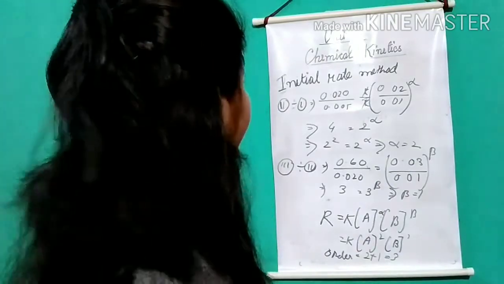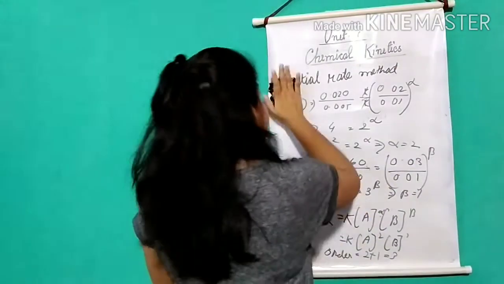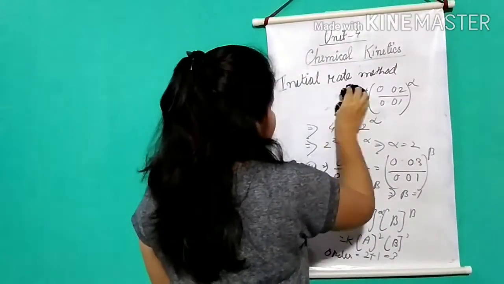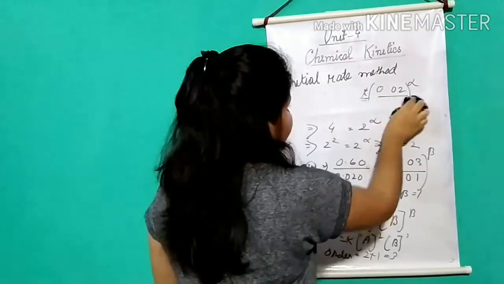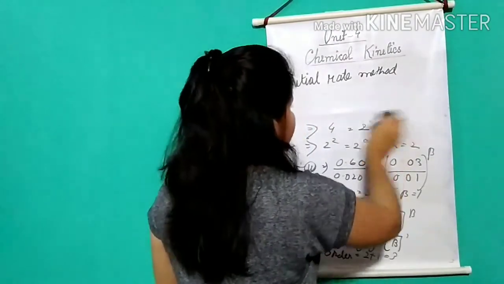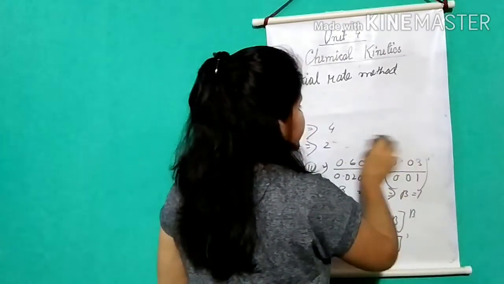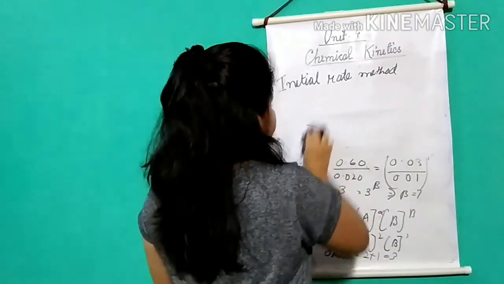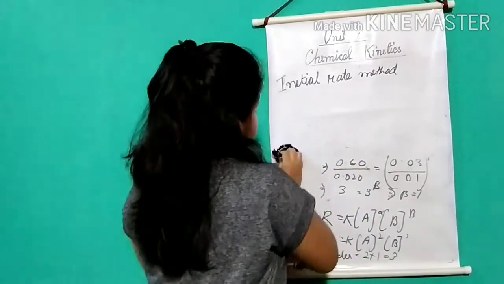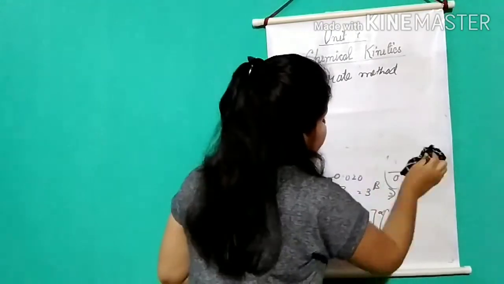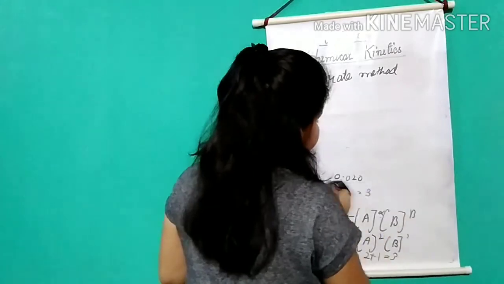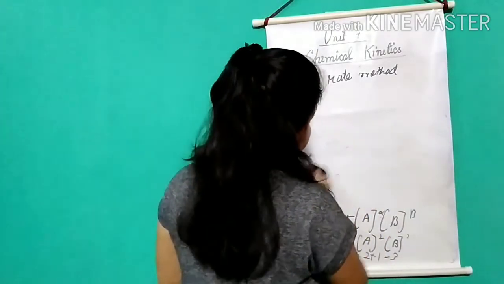So this is the initial rate method. This method is very important because sometimes in the exam this type of question comes, where we need to determine the order of the reaction. This is experimental data. A table of experimental data will be given, and from that you have to determine the order of the reaction, the rate of the reaction. I hope you all have understood this.